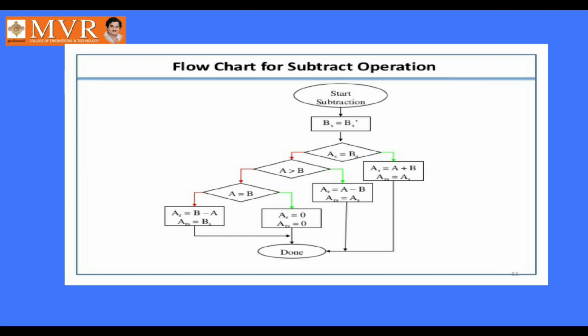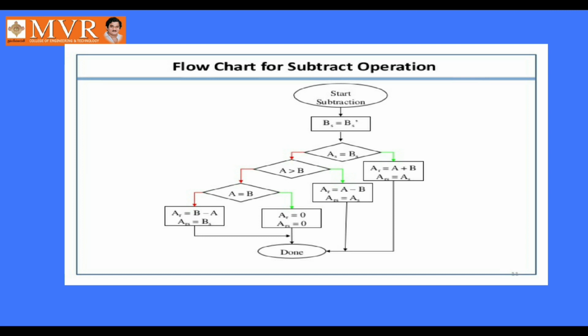Before you subtract, the sign bit of B is moved to one special register, BS. Now after doing that, we check with the diamond symbol. You know the conditional symbol in flowcharts is the diamond symbol. There we are checking the sign bits of the two values A and B: is AS equal to BS or not? The green arrow is given for yes, the red arrow for no.